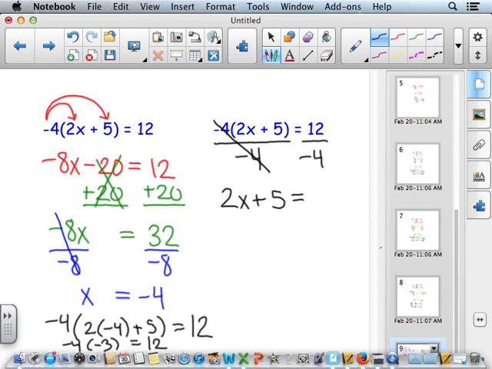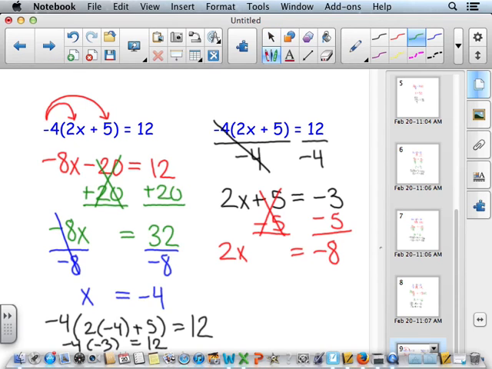12 divided by negative 4 is negative 3. Now I'm left with the two-step equation, 2x plus 5 equals negative 3. I'm adding 5 to my variable term, so to solve I will subtract 5 from each side of my equation. Positive 5 minus 5 is 0, so I'm left with 2x on the left side of my equation. Negative 3 minus 5 is negative 8, so now I'm down to a one-step equation of 2x equals negative 8.